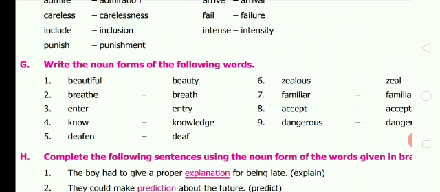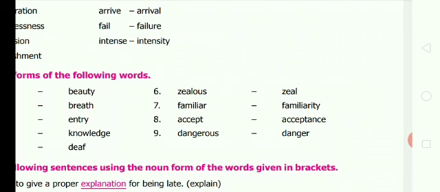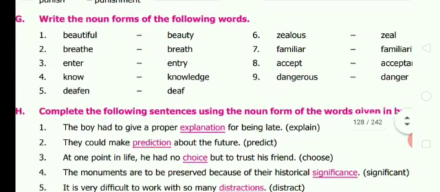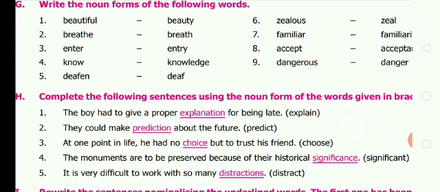Beautiful, beauty. Breathe, breath. Enter, entry. Know, knowledge. Deafen, deaf. Sixth one. Zealous, zeal. Seventh, familiar, familiarity. Eighth, accept, acceptance. Ninth, dangerous, danger. Moving on to next exercise H. Complete the following sentences using the noun form of the words.